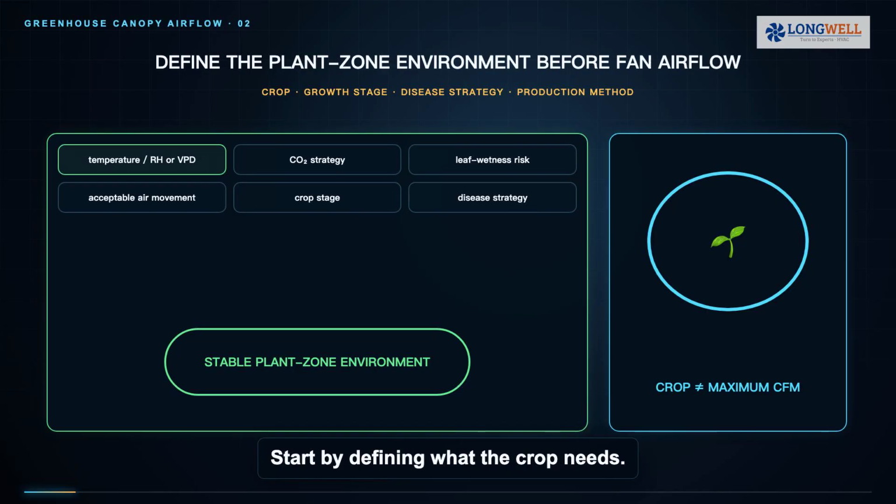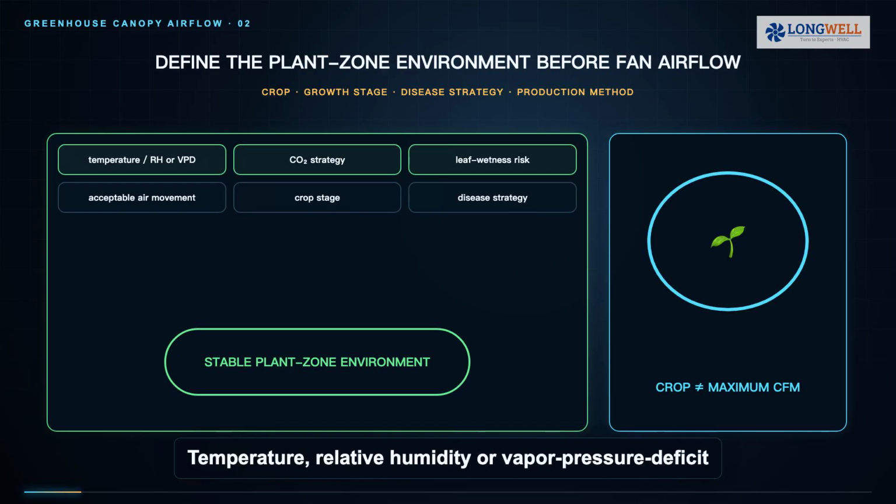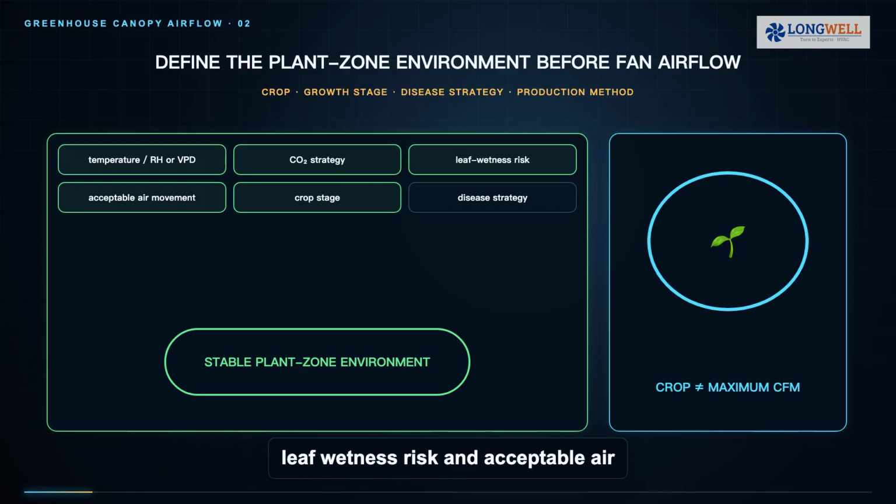Start by defining what the crop needs. Temperature, relative humidity or vapor pressure deficit targets, carbon dioxide strategy, leaf wetness risk and acceptable air movement depend on the crop, growth stage, disease strategy and production method. The goal is not the highest possible fan airflow. It is a stable plant zone environment without damaging drafts or stagnant pockets.